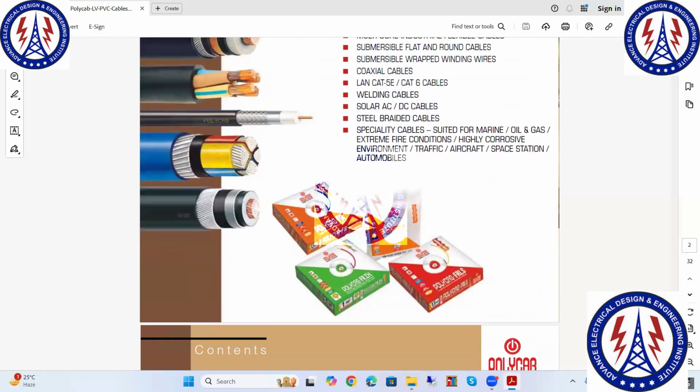So nowadays you might have seen that we are procuring the FRLS cable. FRLS is fire retardant low smoke. So whenever there is a fire, the smoke generation will be lesser in case of FRLS. Okay.